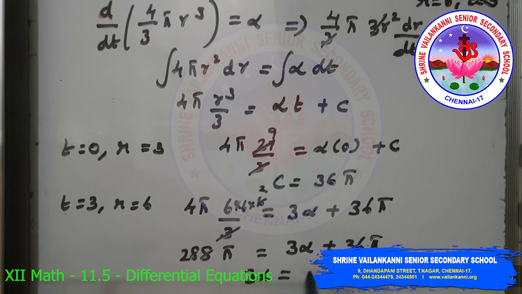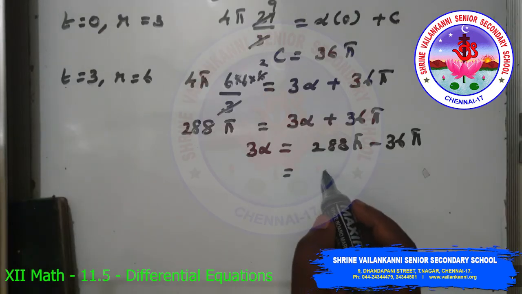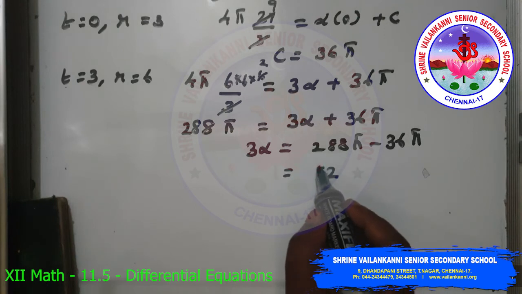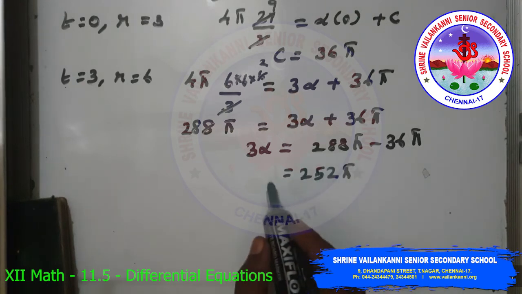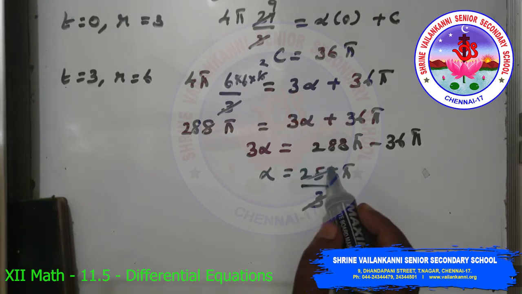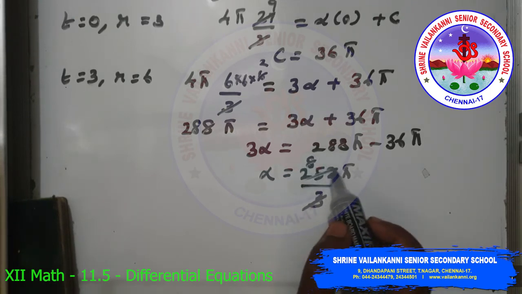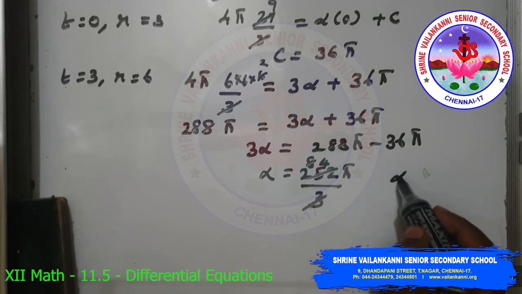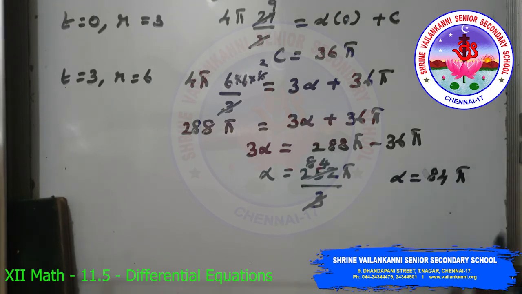So 3 alpha equals 288 pi minus 36 pi, which is equal to 252 pi. So alpha equals 252 pi by 3. So 3 8s are 24, 4s are 12. So alpha equals 84 pi.